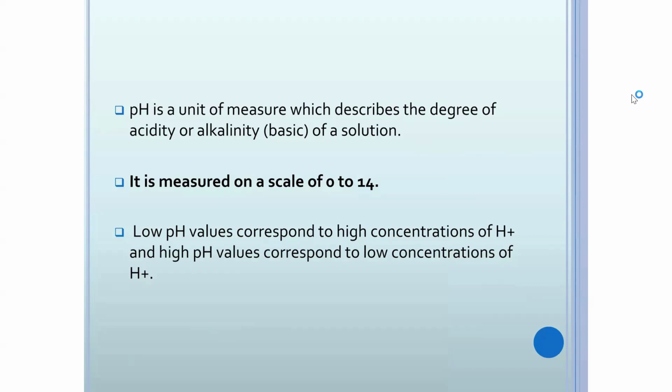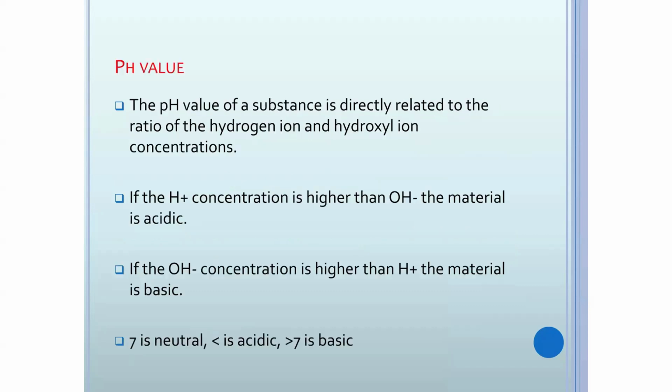Low pH values correspond to high concentration of hydrogen ion, as we said previously, and high pH values correspond to low concentration of hydrogen ion. So the higher the pH, the lower the concentration of hydrogen ion, and the lower the pH, the higher the concentration of hydrogen ion. That is the inverse relationship. Now, the pH value of a substance is directly related to the ratio of the hydrogen ion and hydroxyl ion concentration.